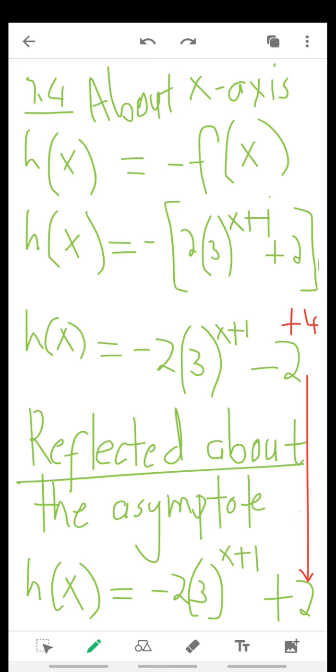Okay, but remember, this is not the final function. This is not the final answer. You have only reflected about the x-axis. Now you need to reflect about its asymptote.